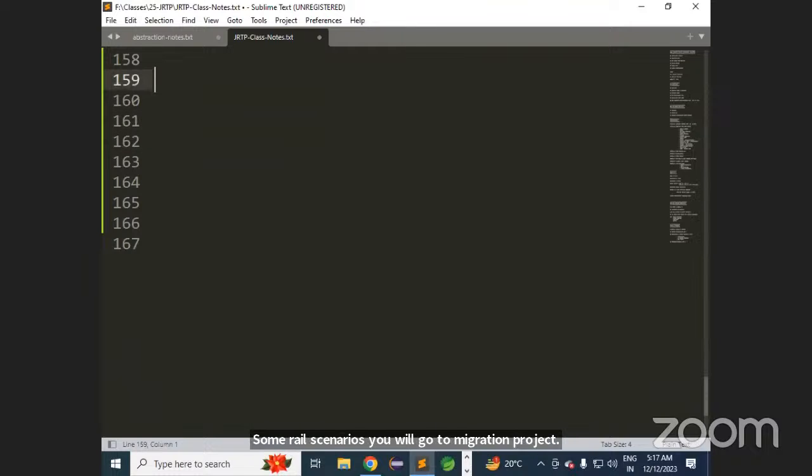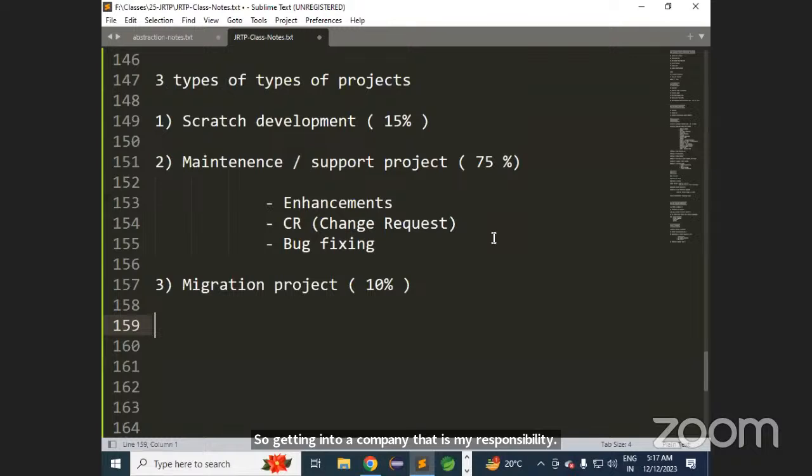But what type of project it is, that we cannot decide. So getting into the company is my responsibility. After you get into the company, survival is your responsibility. Got my point? Right. Now you may get a doubt.